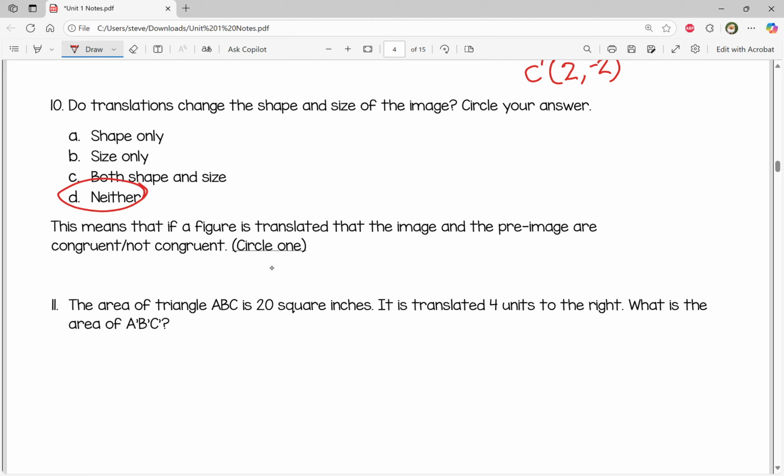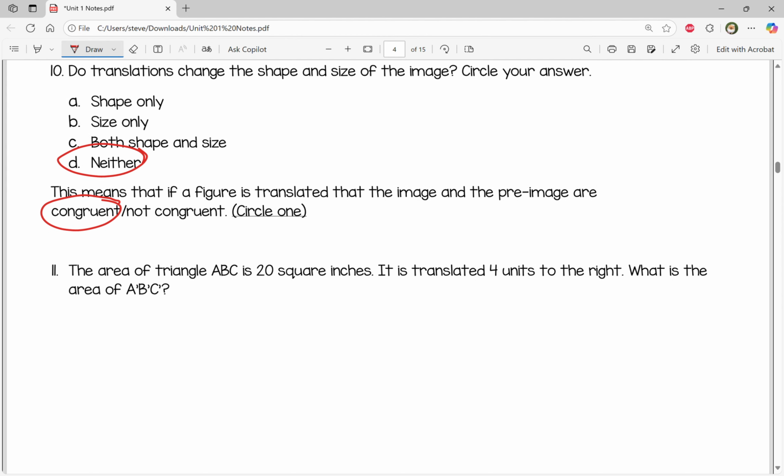Okay, finally, do translations change the shape and size of the image? No, they don't. That means that the figures are congruent. So if the area of a triangle ABC is 20 square inches and it's moved 4 units to the right, okay, we just move it 4 units to the right, nothing about it changes. So when it asks what is the area of A prime, B prime, C prime, it's the exact same thing, 20 square inches. And that is the first lesson.